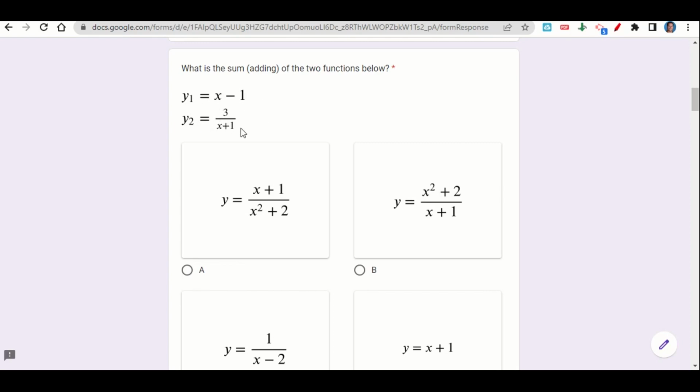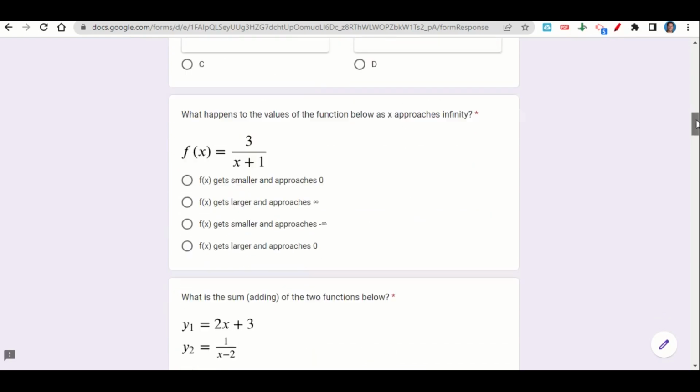Well, if we add these two together, we get x minus 1 plus 3 over x plus 1. If we multiply both top and bottom by x plus 1, so we need to multiply this part by x plus 1 to have a common denominator. And when we do that, we get x squared minus 1. So we get x squared minus 1 plus 3, which is x squared plus 2 over x plus 1, which is this one here. Then we look at the next question.